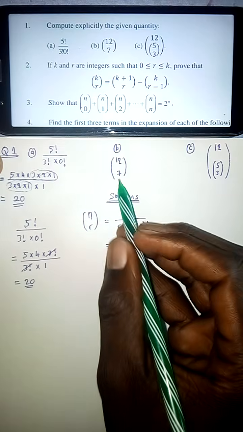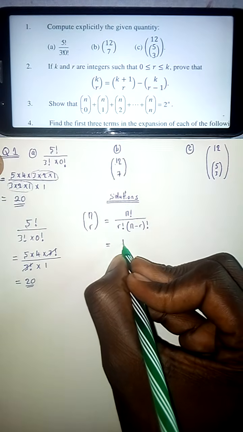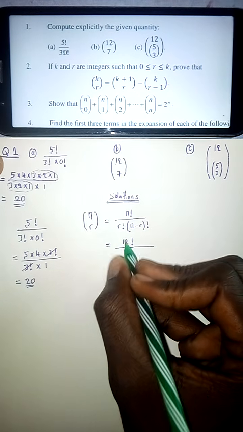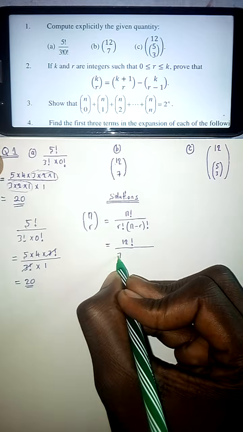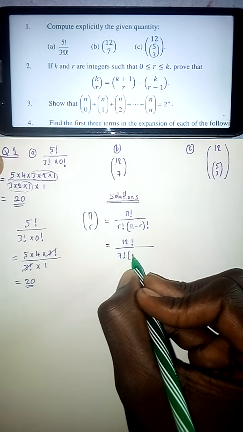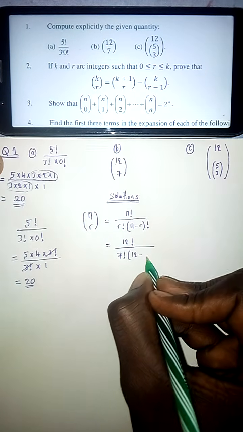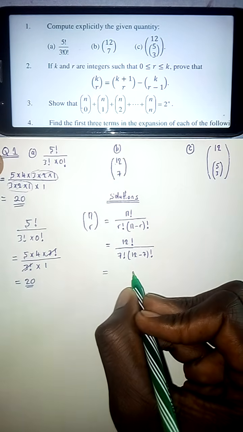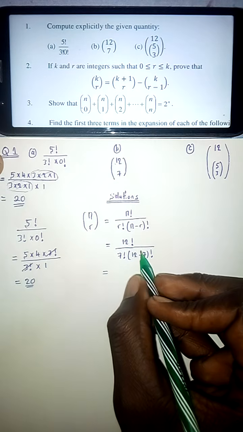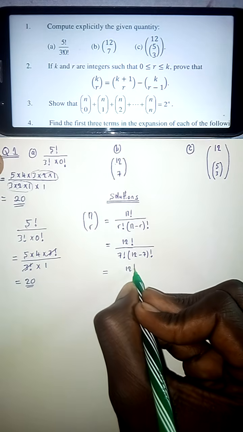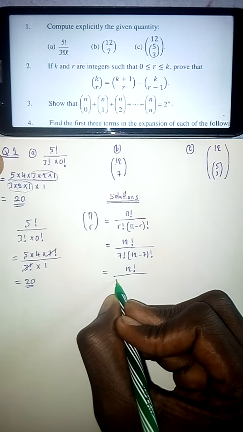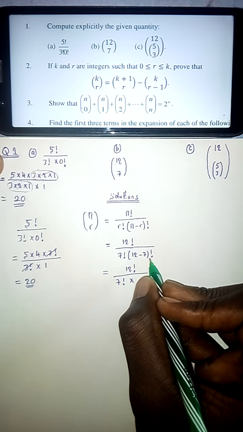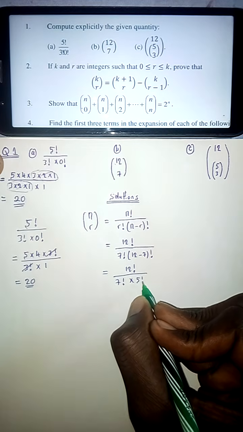So what is our n? Our n is simply this part. So we have our 12 factorial here over our r, which is simply 7. So 7 factorial. Our n is 12, so it will be 12 minus 7 factorial. So it will be 12 factorial, then we're going to say 12 minus 7, that is 5. 5 what? 5 factorial, guys.